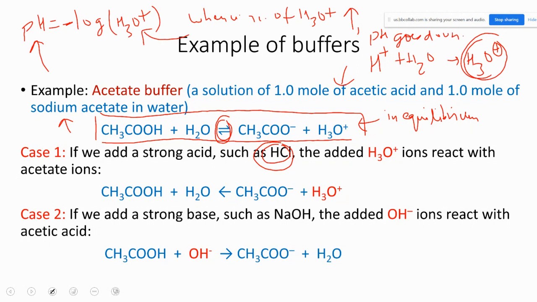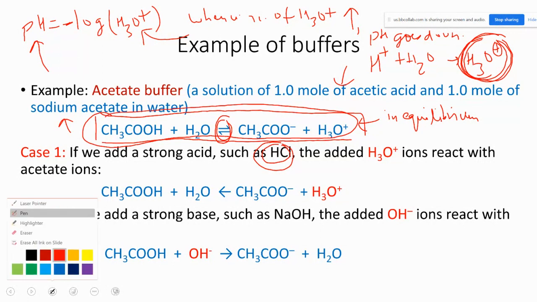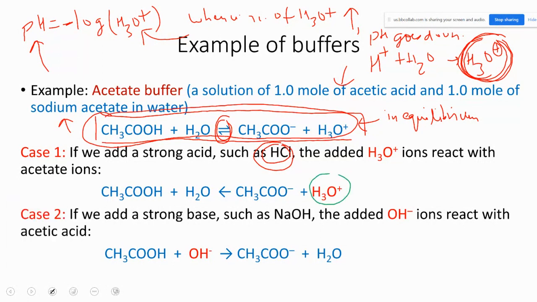Right, so now whenever I added HCl, which can generate the H plus, which can react with water to give H3O plus, I increase the amount of H3O plus. But what's going to happen? So this is my solution in the beaker. Whenever I added HCl, I created H3O plus. Now, whenever I added H3O plus, guess what's going to happen? All right, that H3O plus is going to react with the conjugate base.